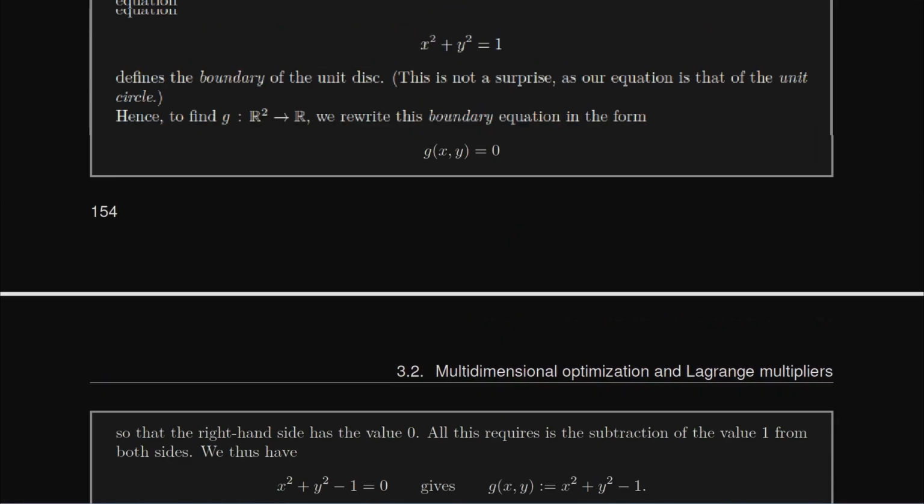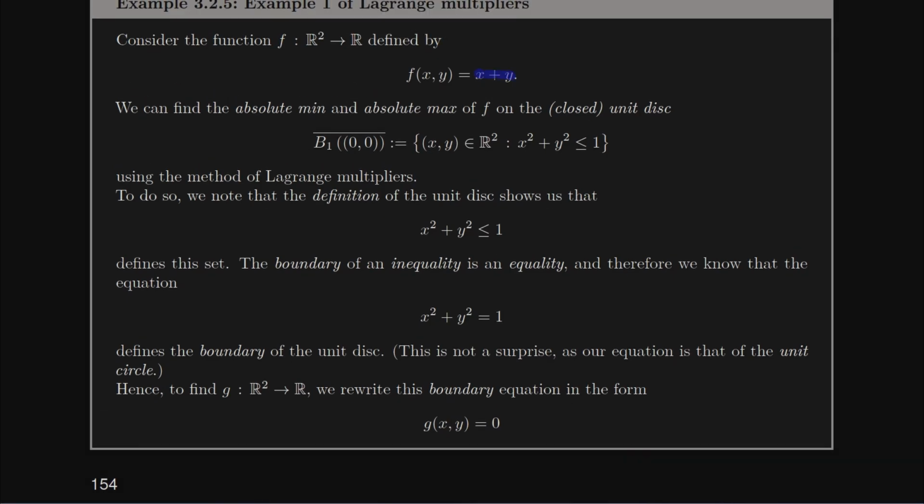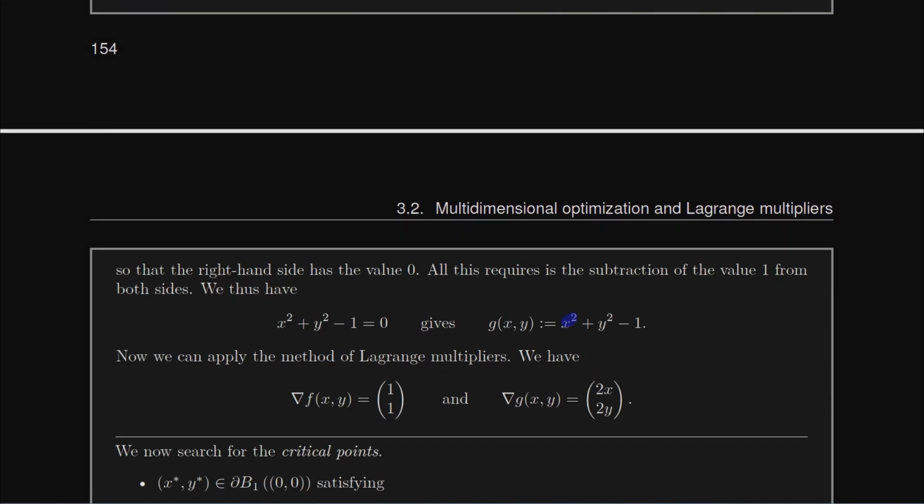So from that point onwards, we know that our function is x plus y, and g, the constraint, is x squared plus y squared minus 1. And so we can just take some gradients. If the function was x plus y, the partial derivative in x is 1, partial derivative in y is 1, and then when we take the derivative of g, we get 2x as the partial x derivative and 2y as the partial y derivative.